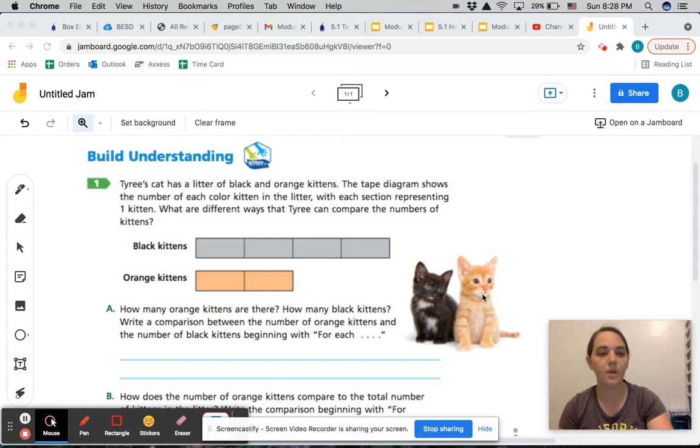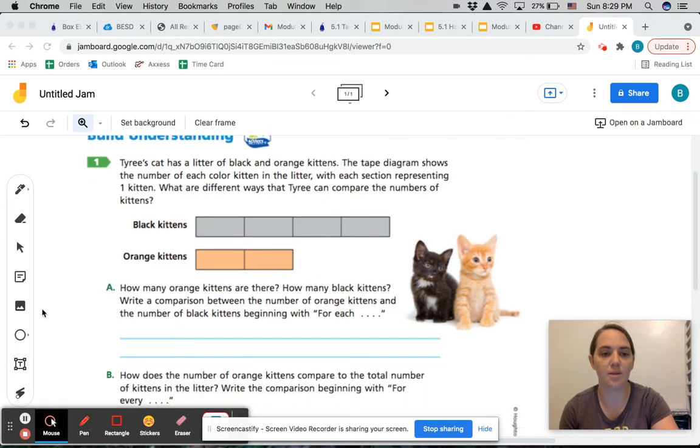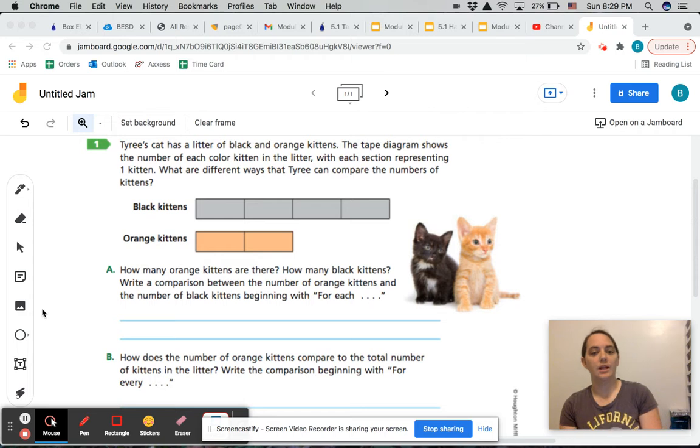All right, so for this scenario, this problem right here: Tyree's cat has a litter of black and orange kittens. The tape diagram shows the number of each color kitten in the litter, with each section representing one kitten. What are the different ways that Tyree can compare the number of kittens? Okay, so as we can see, these right here are our tape diagrams, a tape diagram of the black kittens and a tape diagram of the orange kittens. So it looks like we have 4 black kittens and 2 orange kittens.